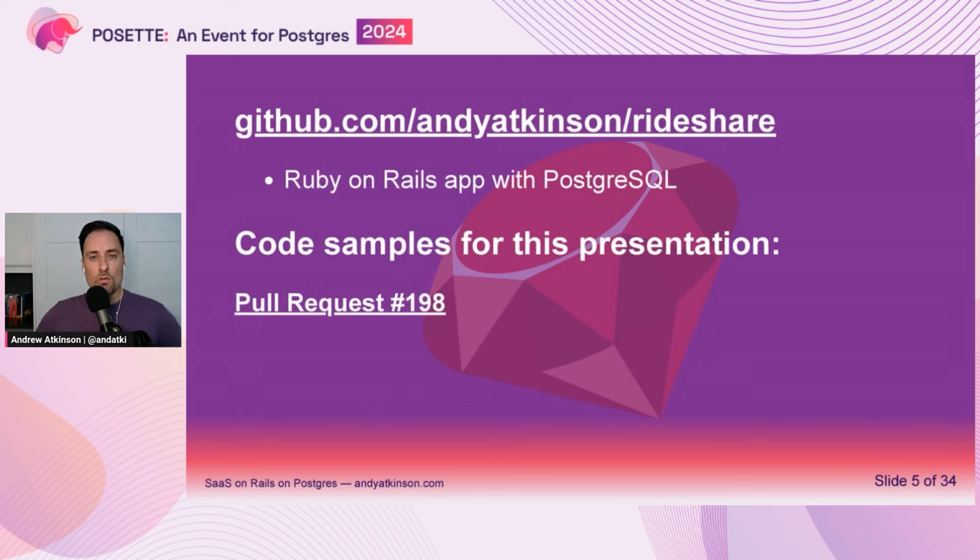Okay, so we're going to work with a Rails application called Rideshare. It's a Ruby on Rails app using Postgres. Currently, it's not set up as a multi-tenant application, and it's just using a single Postgres instance. And some of the code samples that we'll be referencing in this presentation are available at that repository URL if you go to pull request 198.